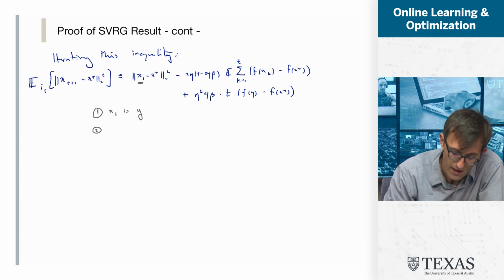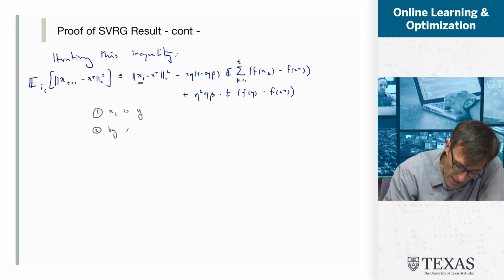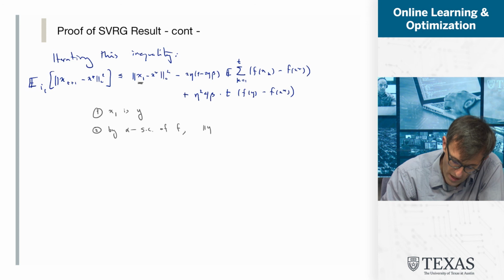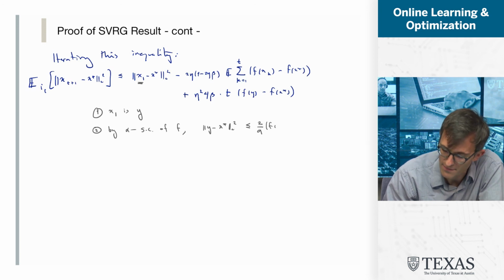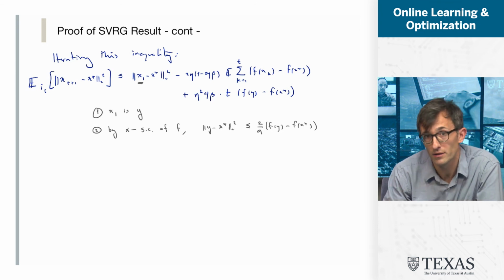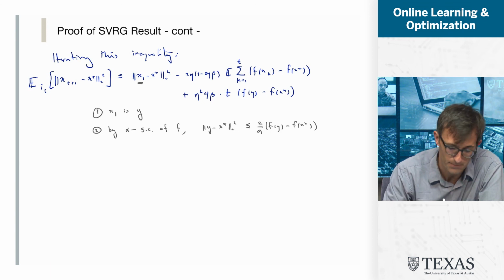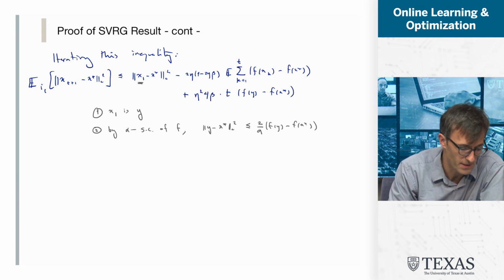And then I'm going to use the strong convexity of the overall function f. So by alpha strong convexity of f, I have that y minus x star squared is less than or equal to 2 over alpha times f of y minus f of x star. And if you don't remember how this goes, this is a good opportunity to go back and look at those lectures on properties of strongly convex functions to see how we can get this upper bound using strong convexity. So this is what's going to happen to this first term.